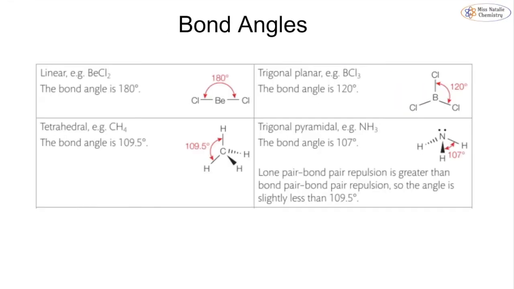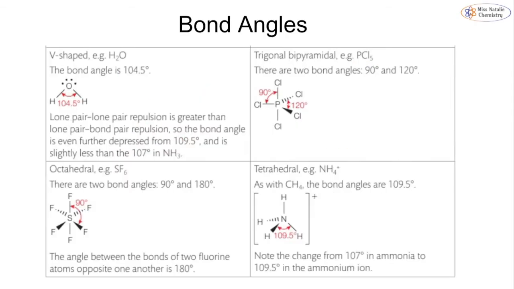We also look at the bonding angles, where we have 180 degrees for linear, 120 for trigonal planar, 109.5 for tetrahedral, 107 for trigonal pyramidal, 104.5 for V-shaped, and for trigonal bipyramidal we have 90 and 120, and for octahedral we have 90 degrees, or we could even talk about the 2 fluorines being at 180 degrees from each other, but we'll typically only talk about the 90 degrees.